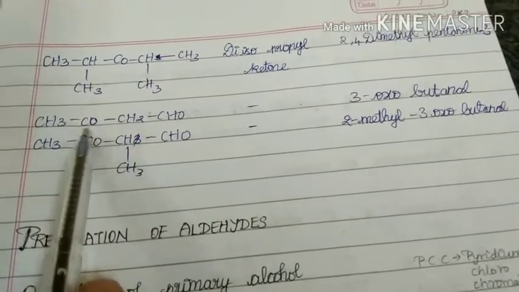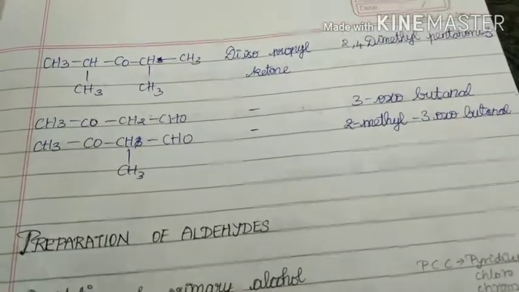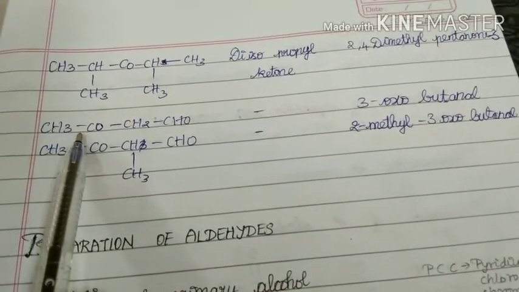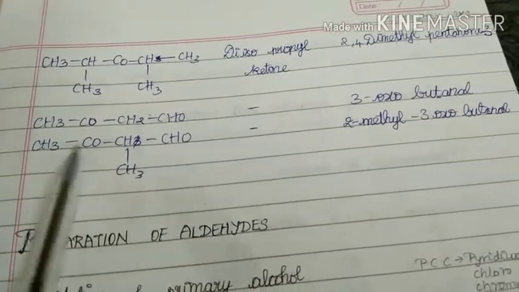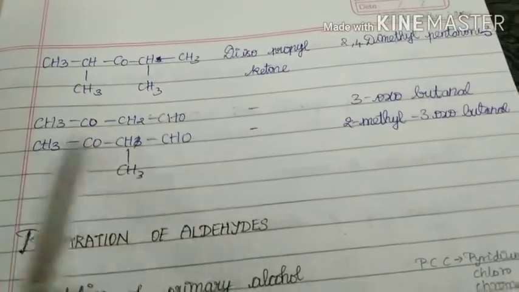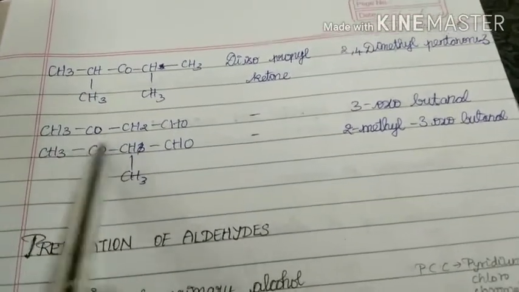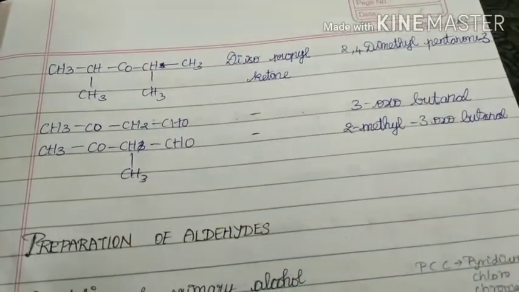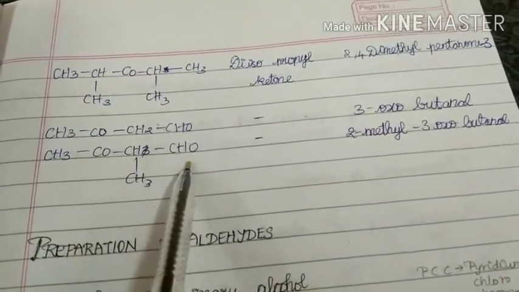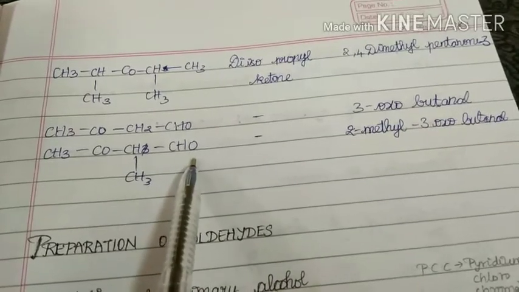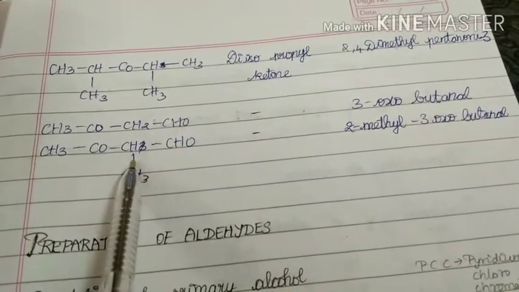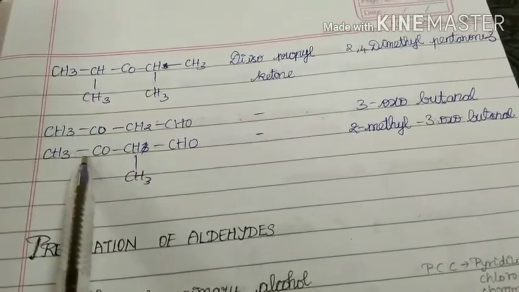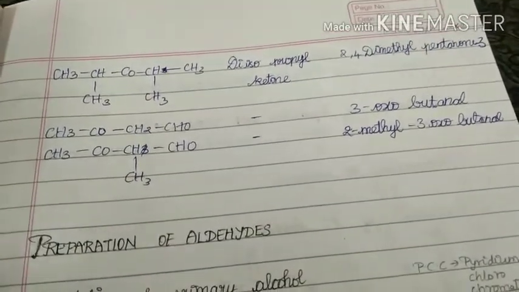Automatically this is considered as a prefix. If CO is considered as a prefix, what is its prefix name? Oxo. We have to give number from which side? Right to left. 1, 2, 3. So 3-oxo butanal. 3-oxo butanal. Here also two functional groups are present, again the same functional group. Again we have to give number from right to left. So what is the name? 2-methyl 3-oxo butanal. That's it.